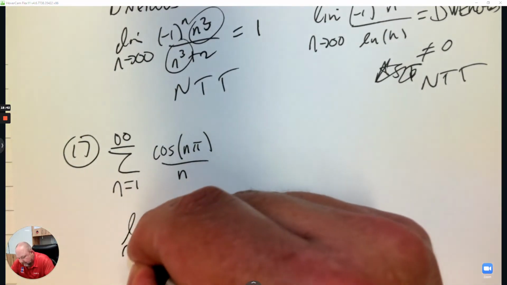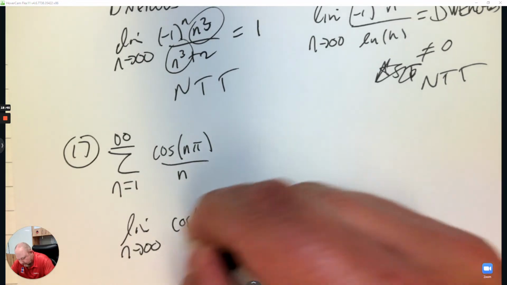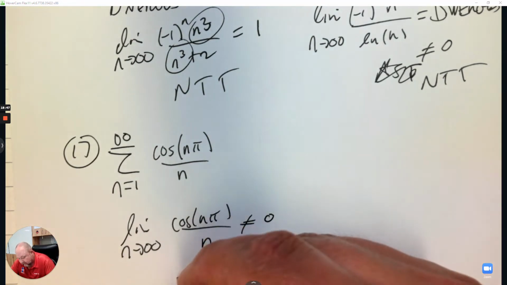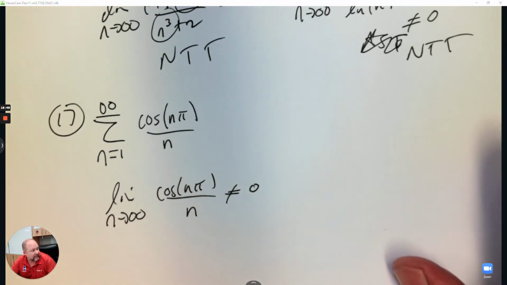17. So if I do the limit as n approaches infinity here, this does not equal 0, so it diverges.